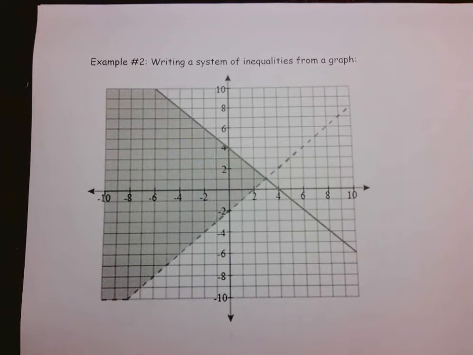And finally, example number 2, writing a system of inequalities from a graph. Again, this is not new. You did this in lesson 5. The only thing that's different is I have 2 linear inequalities, not just one. So let's just take one at a time.